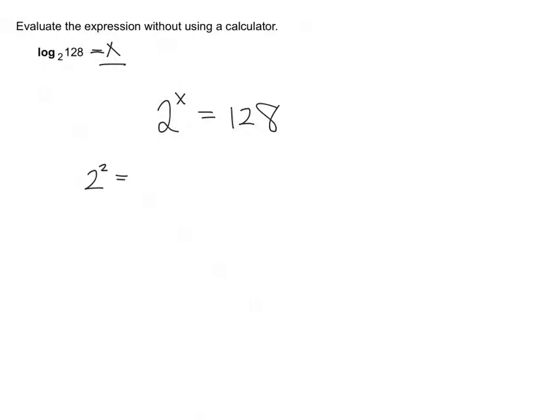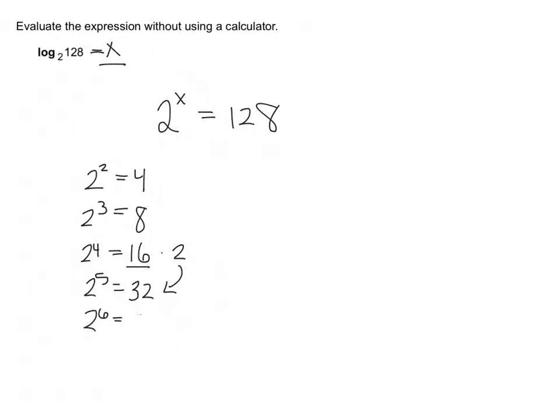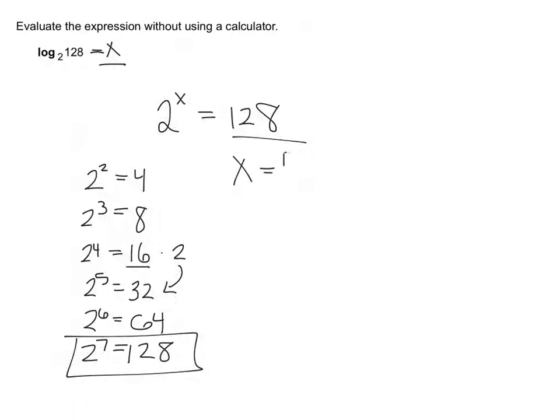Well, we can go ahead and create a quick chart of 2 to certain powers. So I know 2 to the second power is 4, 2 to the third power is 8, 2 to the fourth power is 16, and as you can see, I'm just taking the previous number and multiplying it by 2 to get my next number. So 2 to the 5 is 32, 2 to the 6th power is 64, and 2 to the 7th power is 128. So since 2 to the 7th power equals 128, that means that x must equal 7.